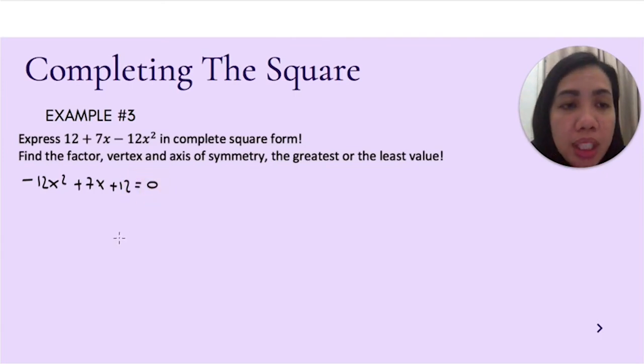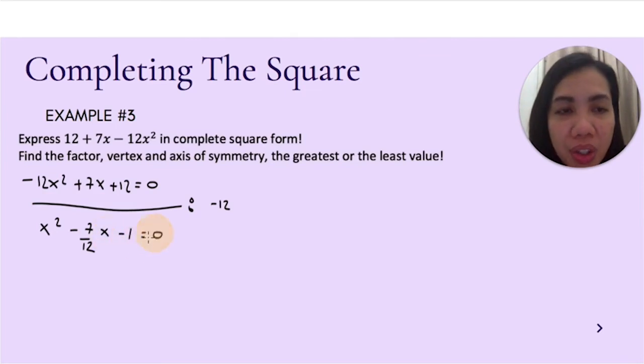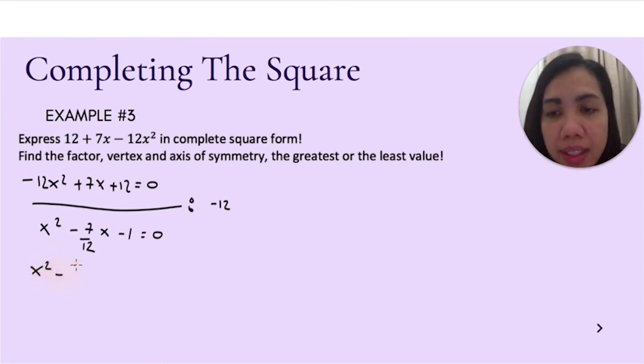Okay, the first thing first, we need to look at the value of a. If it is not 1, then we have to divide all the elements by a. So in here we have minus 12, so we have to divide this by minus 12. In here we have x squared, and then minus 7 on 12x, because we divide by minus 12, and then minus 1 equals 0. Okay, the next thing, we need to put this c value to the right side. So we add 1 to both sides. x squared minus 7 over 12x equals 1.